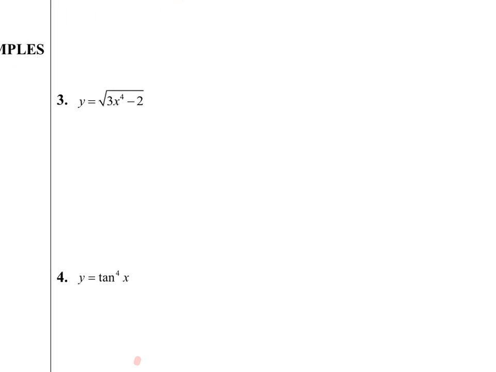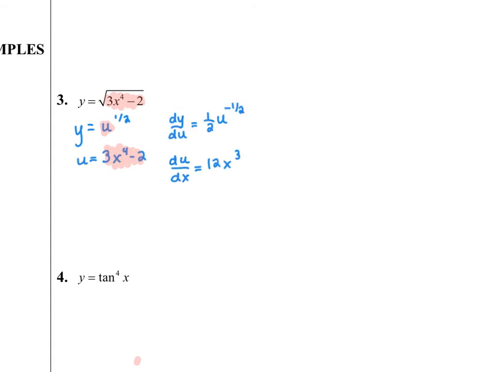So again, my first step is to pull out the inner and the outer. So my u is the 3x to the 4th minus 2, and what y is doing is taking that u and raising it to the 1/2 power. That's the square root. The next thing I'm going to do is the derivative of each one of these equations with respect to the variable. So here are my derivatives, dy du, because that's a y and that's a u.